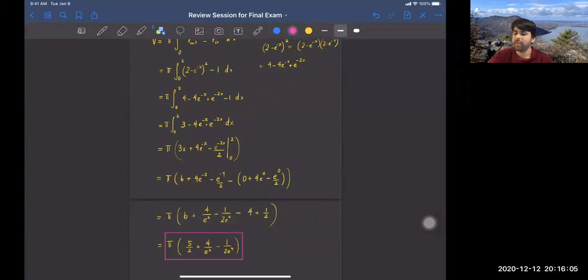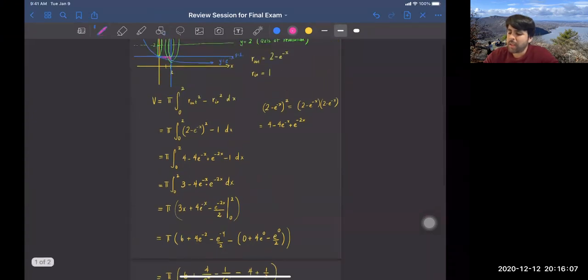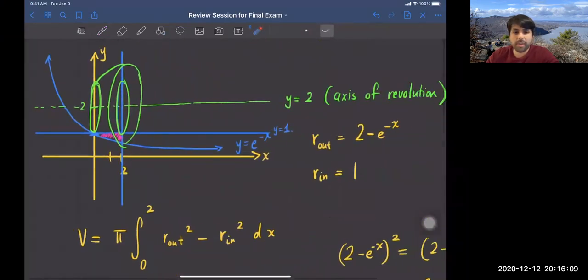When there's a constant function, again, you just have to understand the geometry of it. So in this case, with our constant function with respect to the axis of symmetry, that difference is always the same. Because the difference between the axis of revolution and the constant function is always constant, that radius will always be 1 in this case.